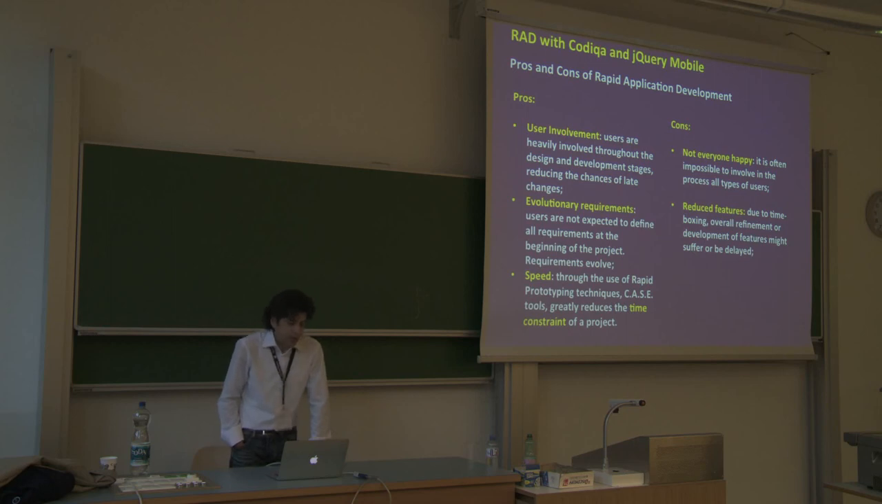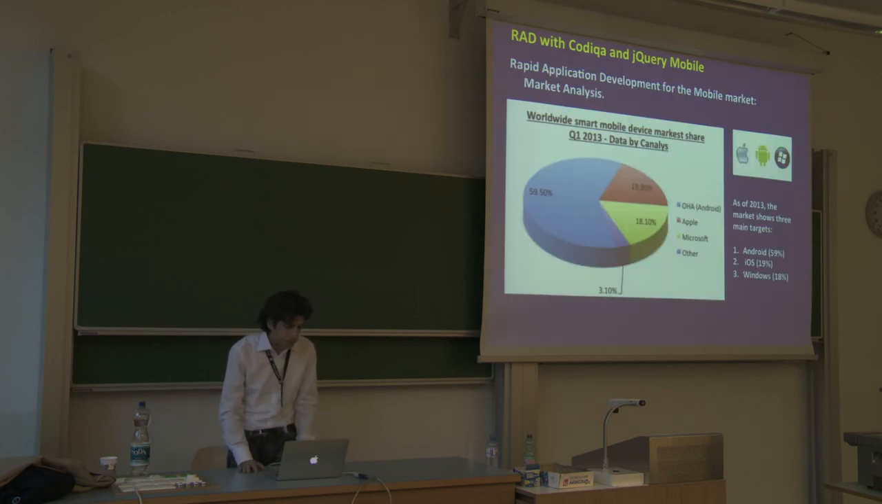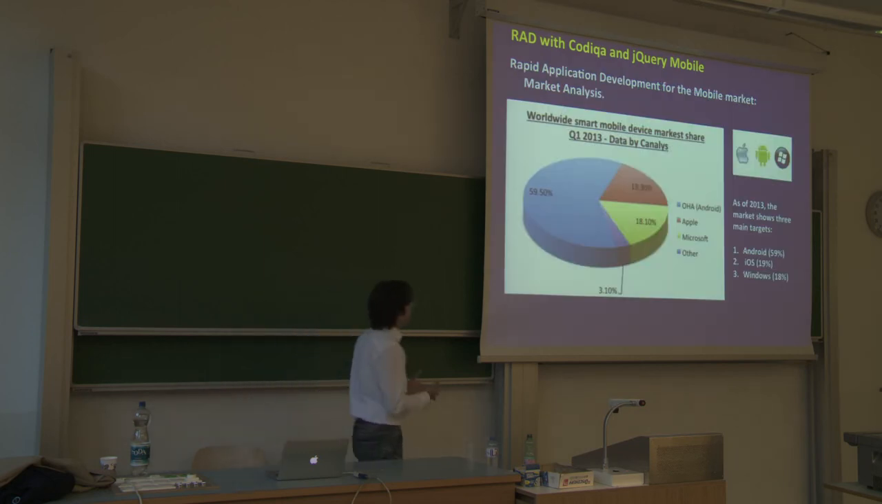Then we have reduced features. Of course, since we are talking about an approach that works with time boxing, generally you use this approach when you have to deliver something immediately. You have very tight deadlines, so it is difficult to refine everything and to go into the details of the features. But generally what happens is that these features are developed at a later stage. This concludes our RAD introduction.